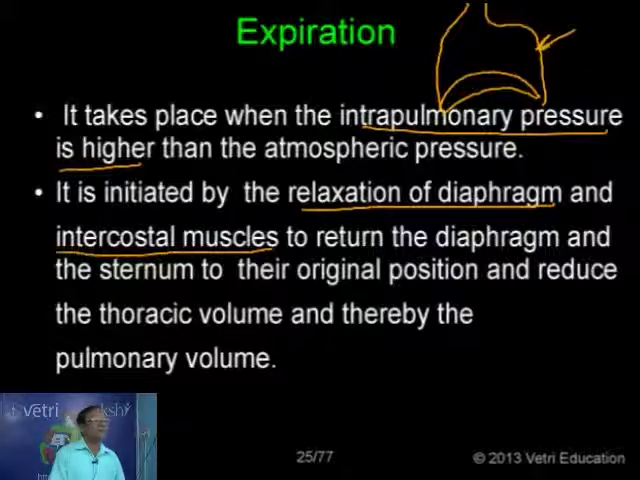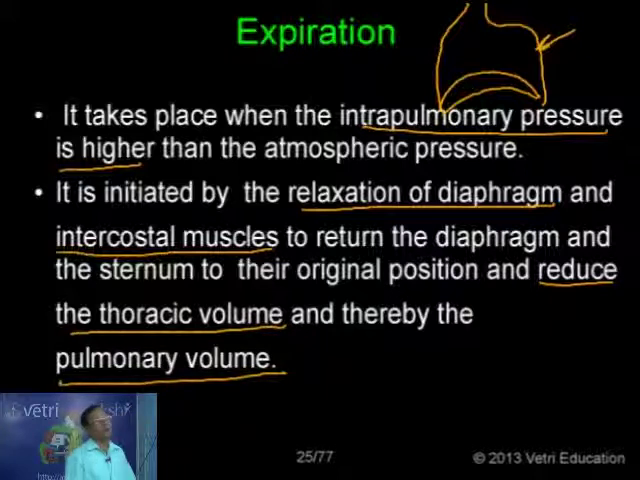Once this happens, what will happen? In the beginning, in the inspiration process, the volume increases. Now, the volume decreases. As a result, the intrapulmonary pressure increases. So the thoracic volume decreases, and thereby the pulmonary volume also decreases, and we have an increase in the pressure. So we have reduction in the thoracic volume, ultimately the lung volume or pulmonary volume, and increase of pressure.